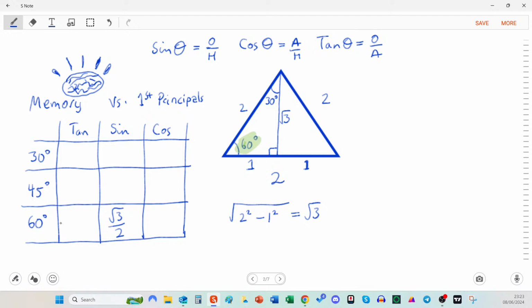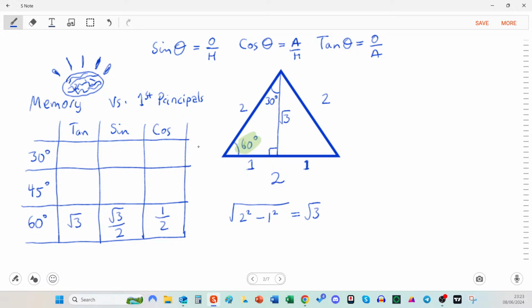Let's fill out another one on that bottom row. Let's do cosine. Cosine is the adjacent over the hypotenuse, so that's 1 over 2. Nice and easy one. Tan is the opposite divided by the adjacent. So that's root 3 over 1, so that's just root 3. See how easy this is?